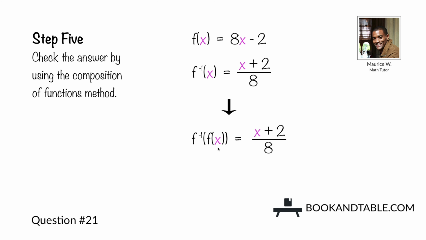And then we want to replace the x with the expression of the inner function, the f function. So we replace this x with 8x minus 2, and then we'll have plus 2. And now we evaluate this expression. Negative 2 and positive 2 cancel each other out, leaving us with 8x over 8. 8 over 8 cancel each other out, leaving us with x. So since both orders give us an outcome of x, that confirms that the inverse function is x plus 2 over 8.